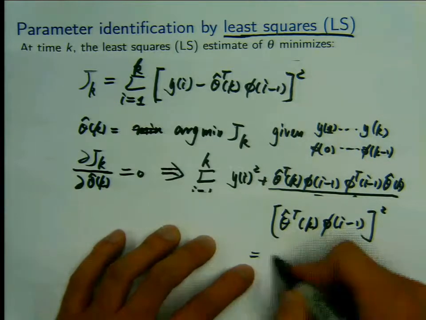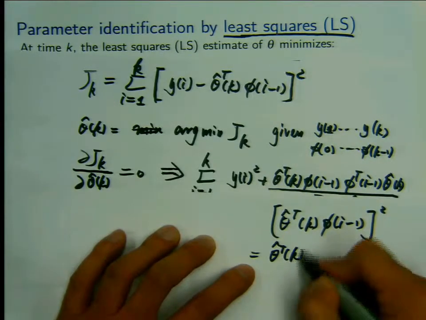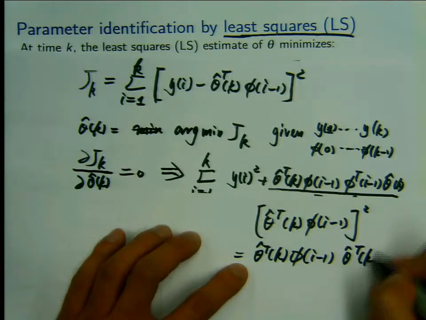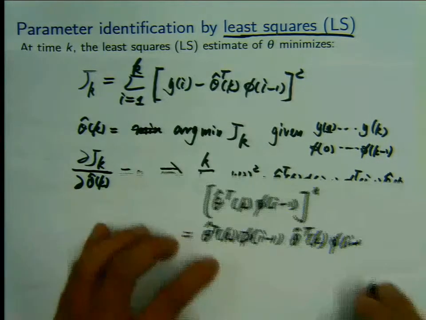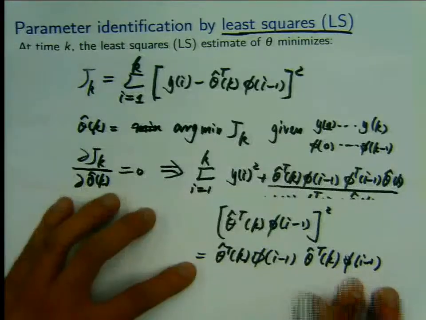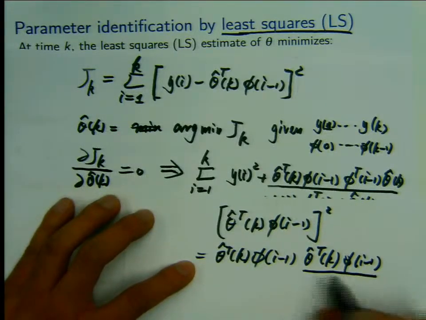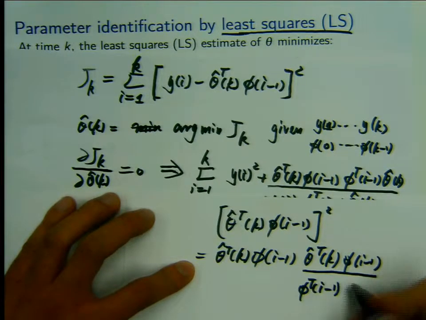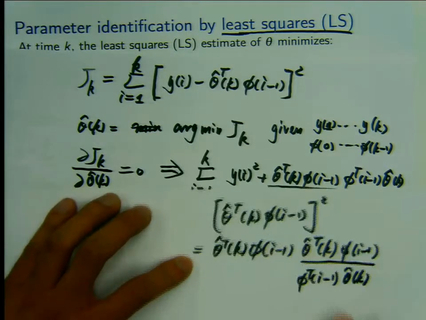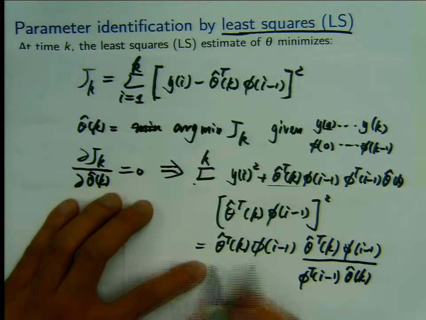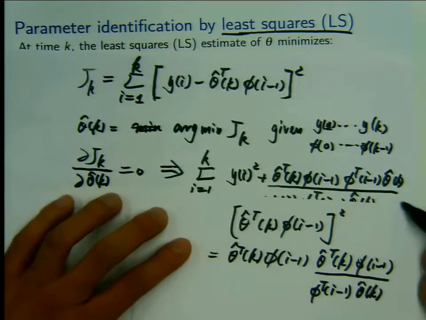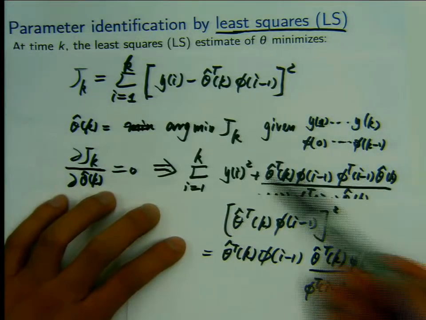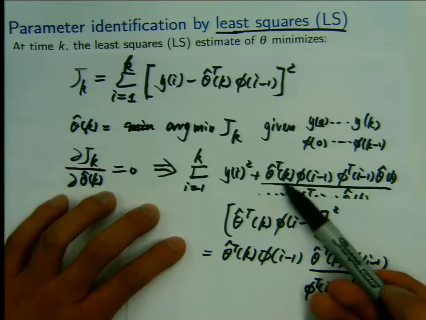This guy equals theta hat transpose phi_{i-1}, then times itself. Right? Is this a scalar or vector? It's a scalar, so it equals exactly its own transpose. These two are exactly the same, so in the end it equals this guy. Okay? So writing it in this form, you see it's a quadratic form of theta hat.